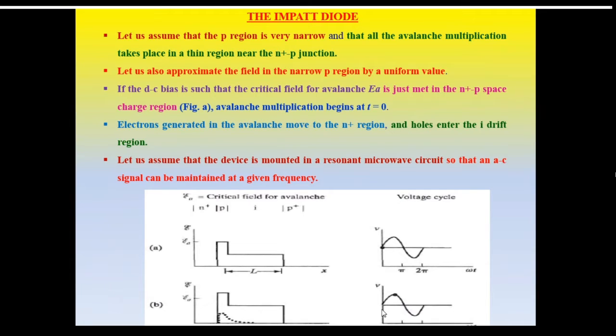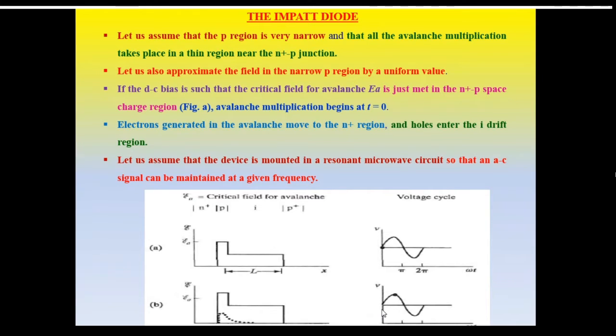In this, let us assume that the p region, not p plus, is very narrow, very thin. Then all the avalanche multiplication takes place in the thin region near that junction only, the n plus p junction. Near that, the avalanche process occurs.